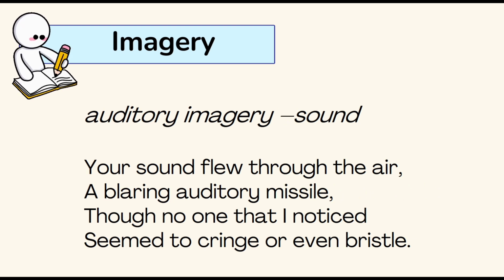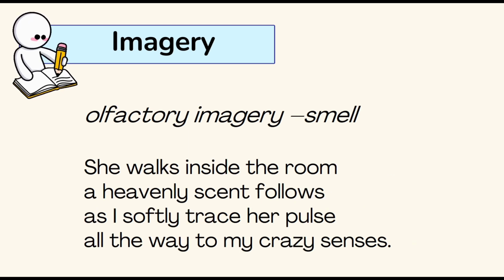Another type of imagery is auditory imagery, which refers to the sense of sound. Example: your sound flew through the air, a blaring auditory missile, though no one that I noticed seemed to cringe or even bristle. Another type of imagery is olfactory imagery, which refers to the sense of smell. Example: she walks inside the room. A heavenly scent follows, as I softly trace her pulse, all the way to my crazy senses.